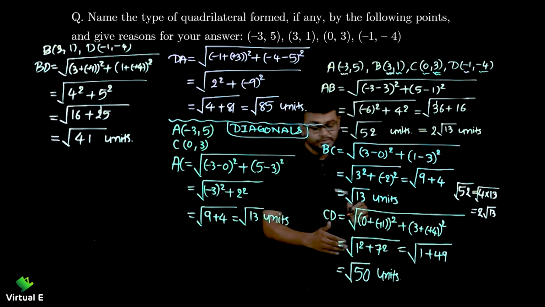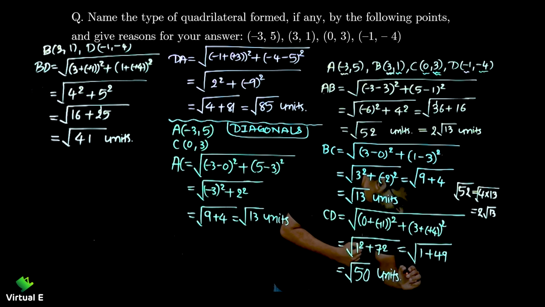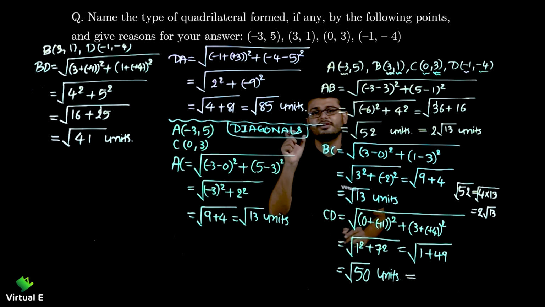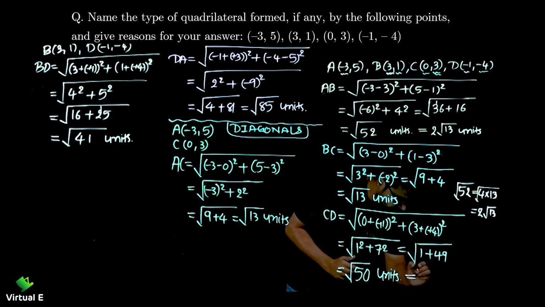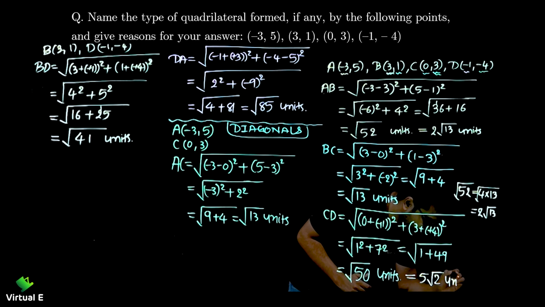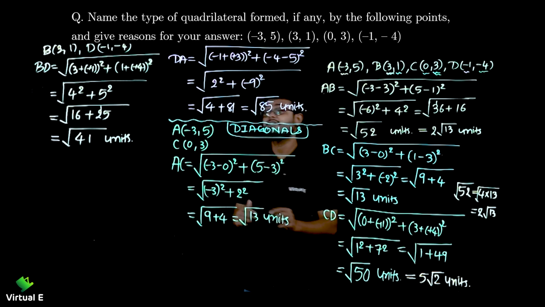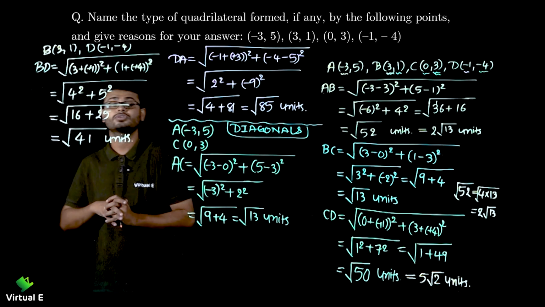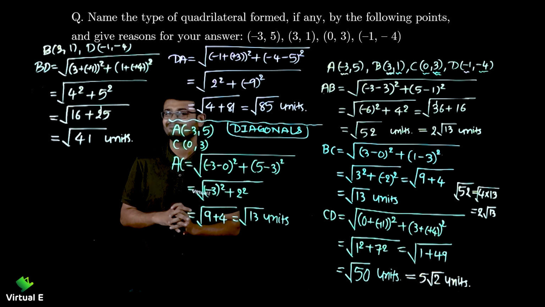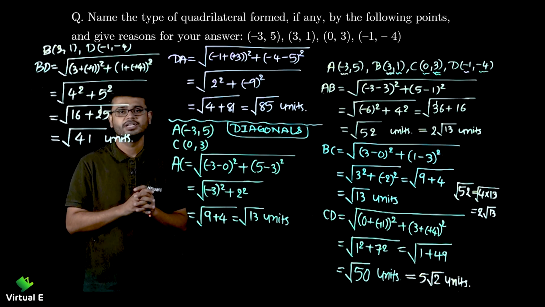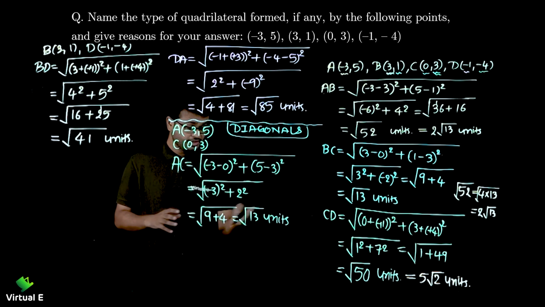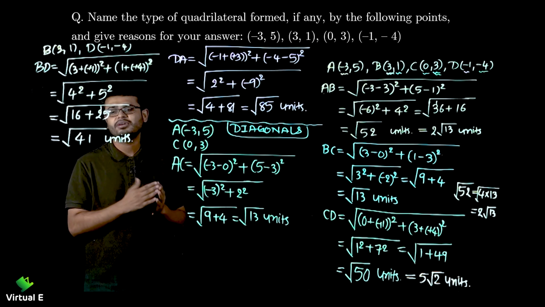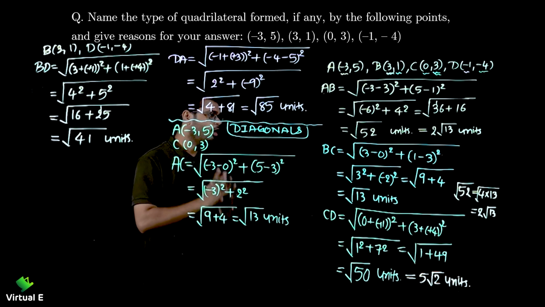Done. Now you can do the same for the 50 as well. 50 has one perfect square hidden in it, which is 25. 25 2s are 50, so 5 square root 2 here, units. Can we simplify 85 in terms of perfect square? No. 75 is possible, 25 3s are 75, but 85 is not possible. Okay, so nothing then. 13, no way, prime number. 41, prime number. So not possible.